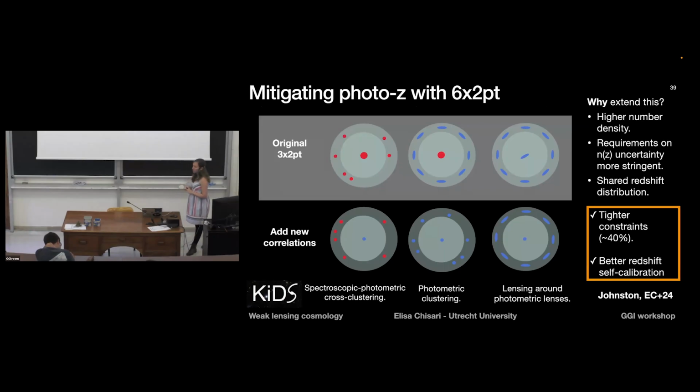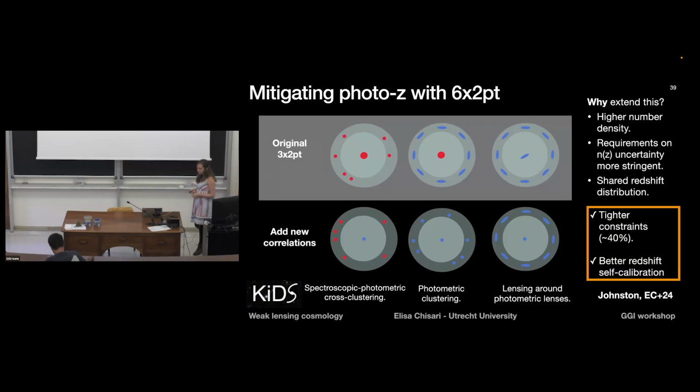One thing that we're working on within KiDS is to extend the 3x2 point methodology to a 6x2 point by adding new correlations. So now, instead of just having the bright or red selected galaxies, which are still photometric, or you could do spectroscopic here, we're also going to add the clustering of the photometric sample. So all the shear galaxies, the galaxies we have shear for, we're also going to measure the clustering of those and the cross correlation of their clustering with the lensing and so on.